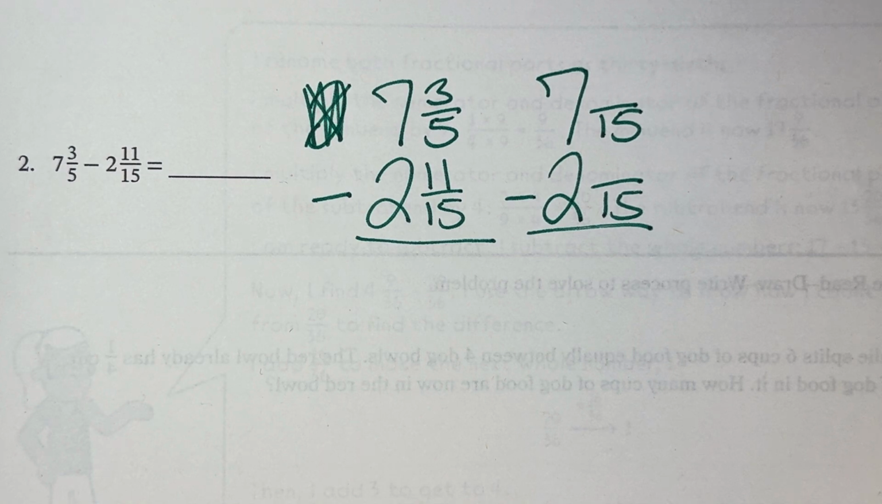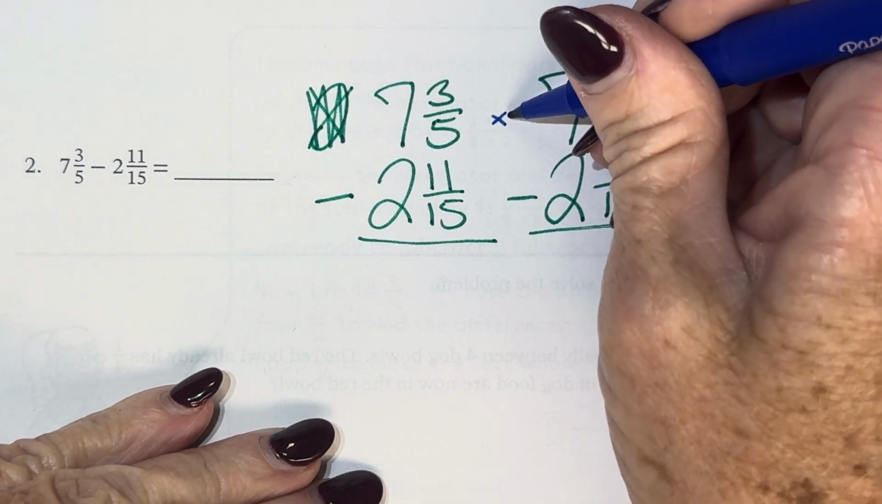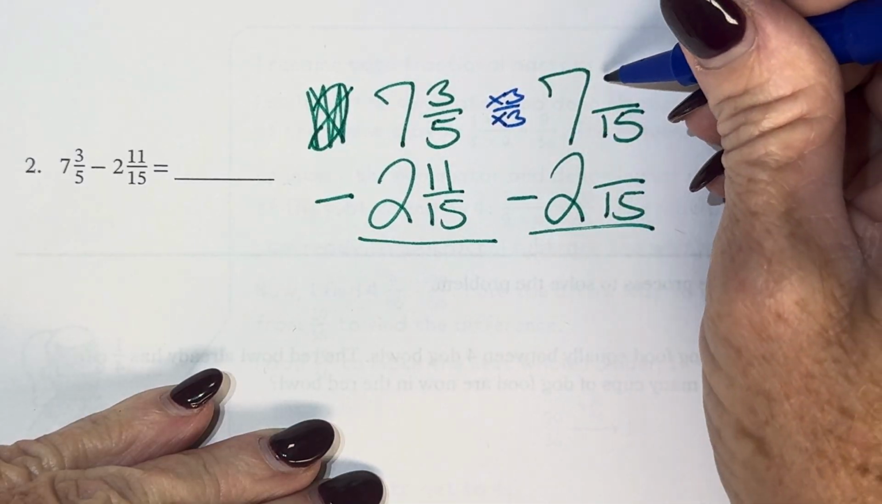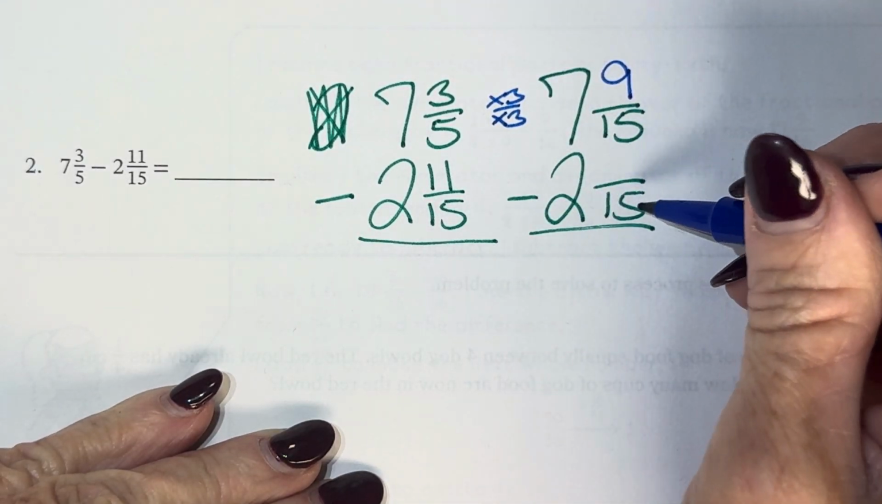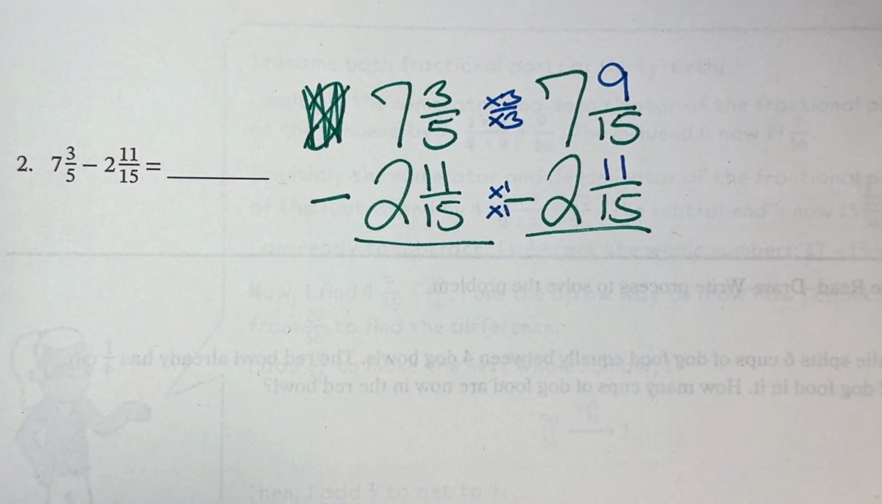So I set up my problem, and what are my new numerators? 5 times what is 15? 3. So 3 times 3 is 9. 15 times what is 15? 1. So 11 times 1 is 11. Okay.